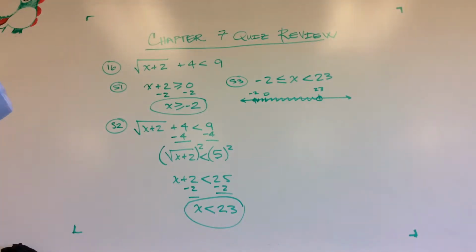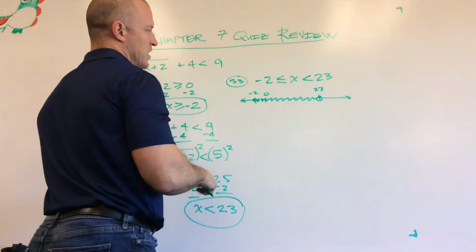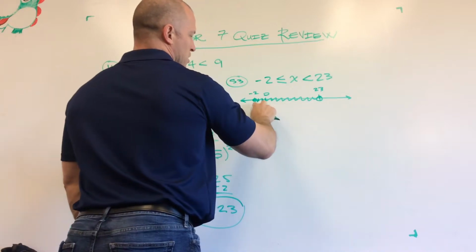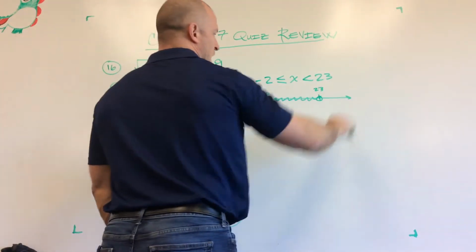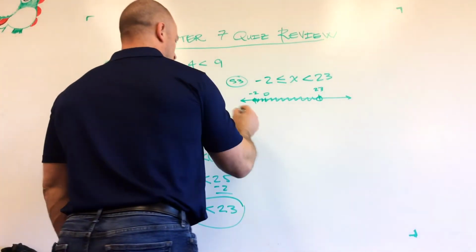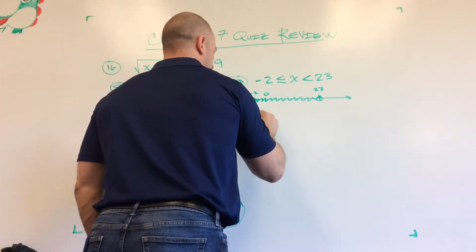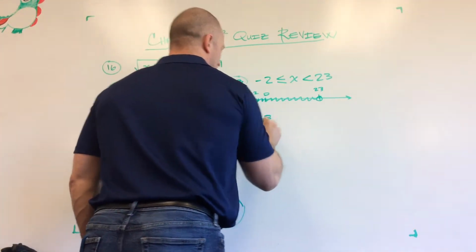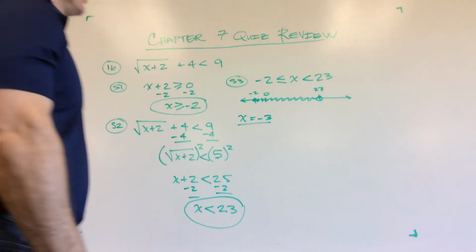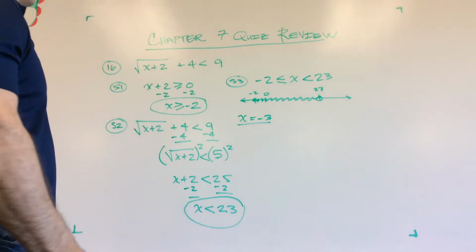In step 4, we'll now do a check by putting in a test value in each of the 3 regions. We need some value less than negative 2, some value in between negative 2 and 23, and some value greater than 23. If we choose x equals negative 3, that should give us a false value because it's outside of the solution set. We're going to plug that into the original equation.